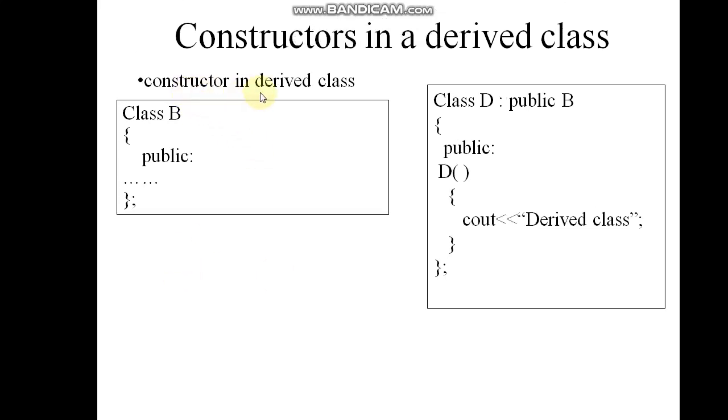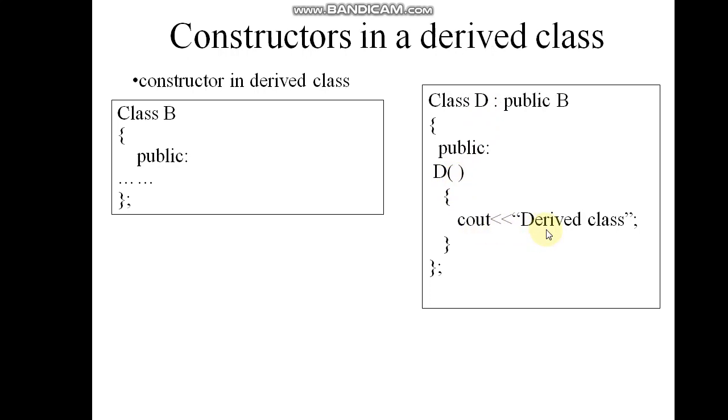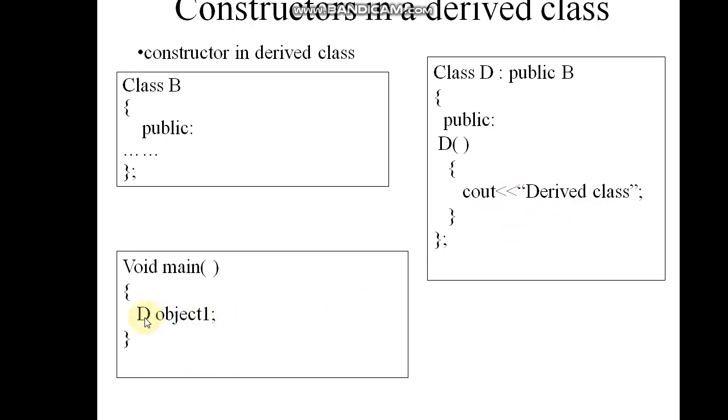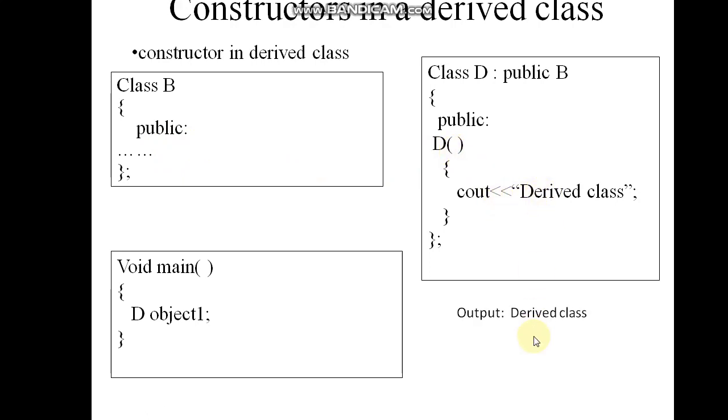In this example, there is a constructor in the derived class but not in the base class. So B is a base class which does not have any constructor in it. In the derived class D, there is a constructor function which is a default constructor which displays derived class. When we create an object of D, compiler will search for the constructor in the base class. If there is no base class constructor, compiler will call the derived class constructor. The output will be displayed as derived class.